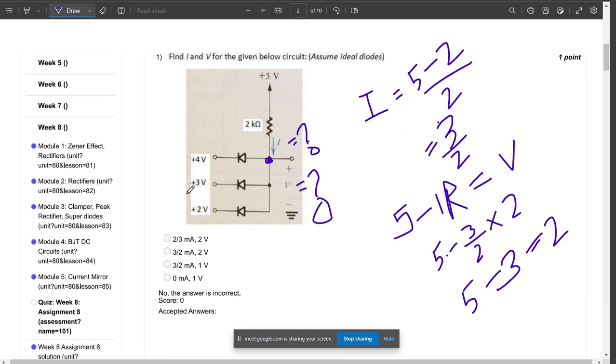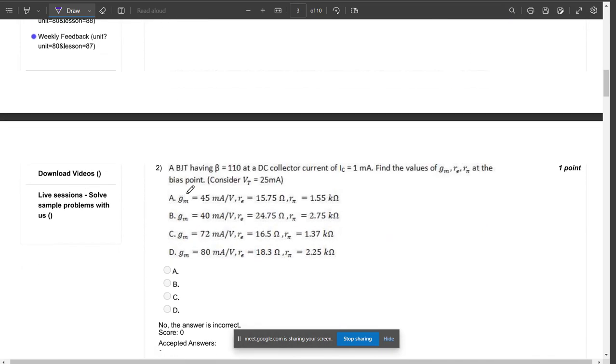And there are no other doubts, right? Okay, let's go ahead and try to solve question number 2.